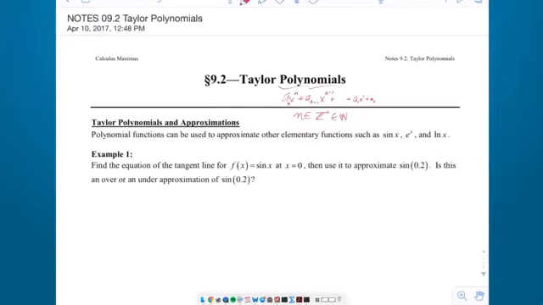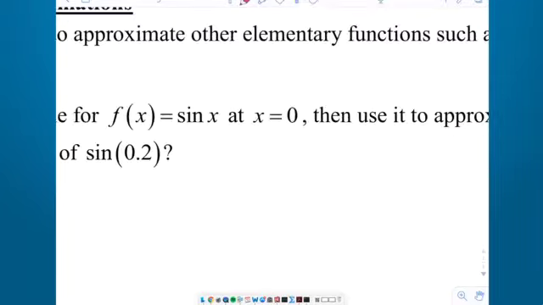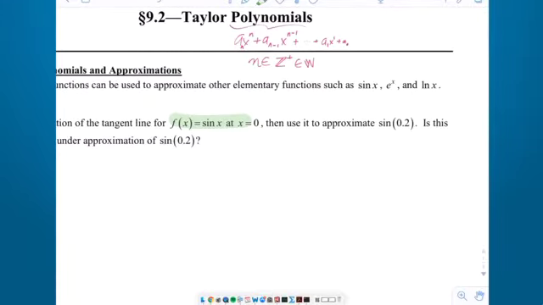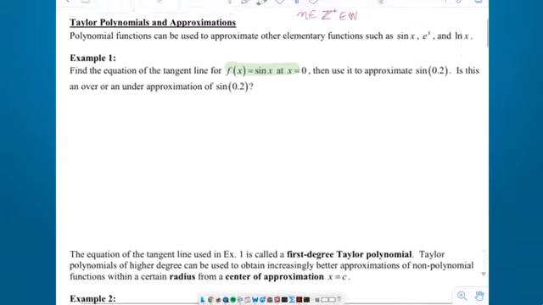And we've been dealing with polynomials of the Taylor variety all year long because we've been writing equations of tangent lines, which brings it to this right here. Find the equation of the tangent line for f of x equals sine of x at x equals 0, and then use it to approximate sine of 0.2. Is it an over or under approximation?